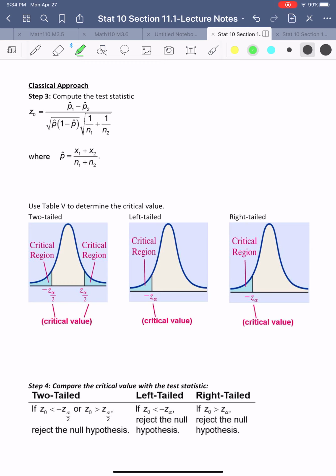With the classical approach, we need to find z sub 0, which is the test statistic, using this formula, with p hat being the pooled proportion. Whenever the test statistic falls into the critical region, we reject our hypothesis. Okay, so this is the case. And then step 4, compare the critical value with the test statistic. For the two-tail, we use this and then reject if the test statistic falls into the critical region.